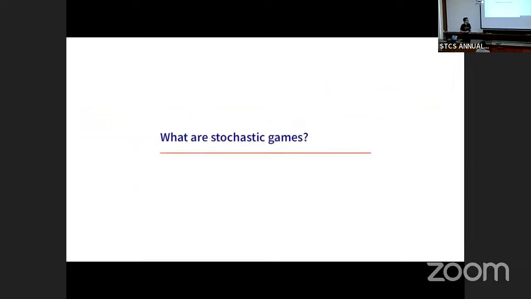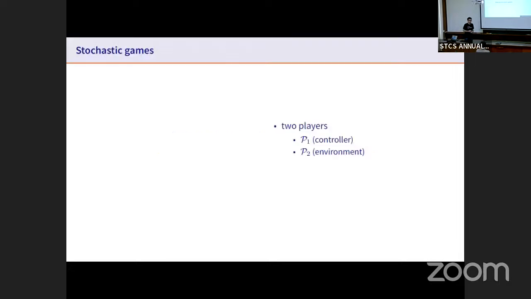So what are stochastic games? We'll be looking at some games played by two players. We'll call the players player one and player two. In the literature, they are called the controller and the environment. So we'll look at zero-sum turn-based games that are played on graphs. The graphs we'll call V, E, the vertices are V and edges are E. And we'll assume that the graph has no deadlocks, which means that every vertex has at least one outgoing edge.